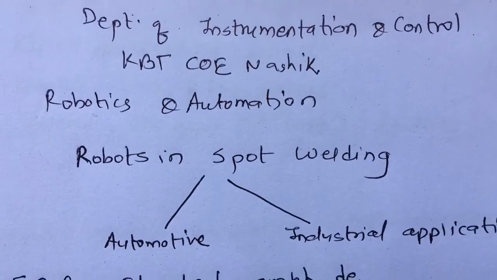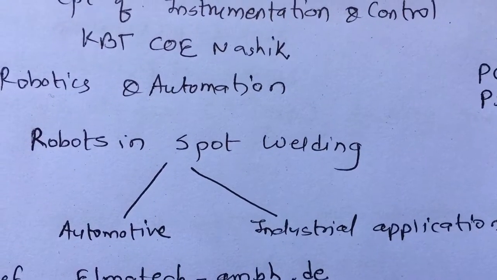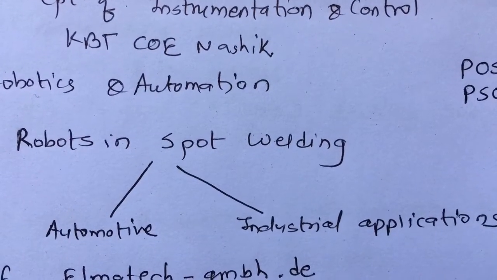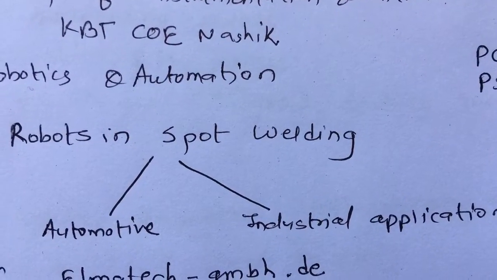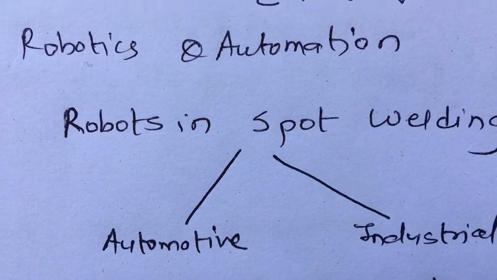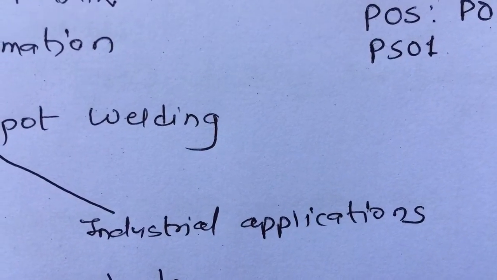We will learn robots in spot welding. In the earlier session we have seen robots in welding. Now we specifically will learn robots in spot welding. There are multiple applications of robots in spot welding. One is in automotive, which is a very famous one, and other applications are there in industry.